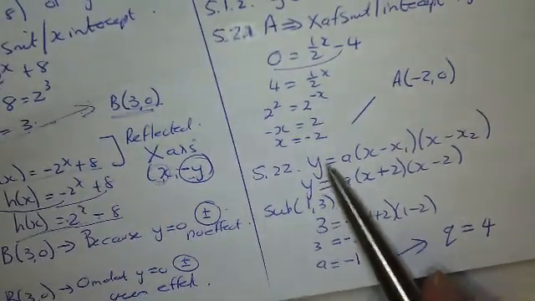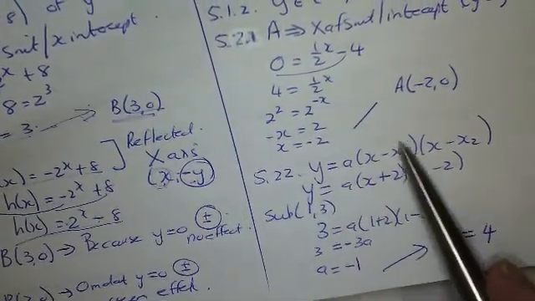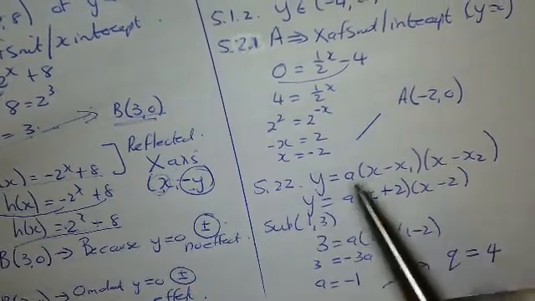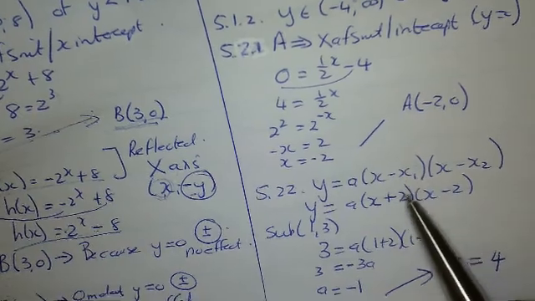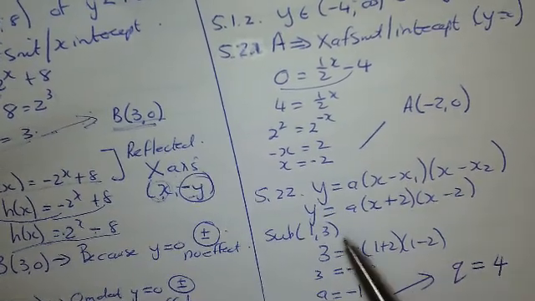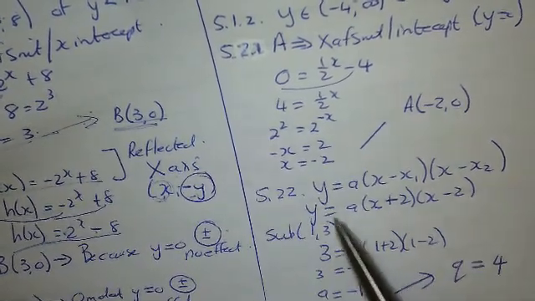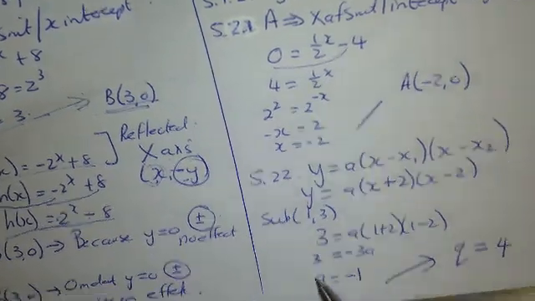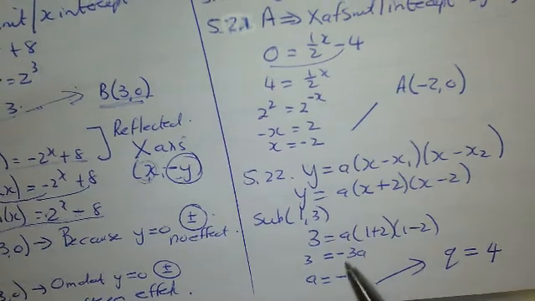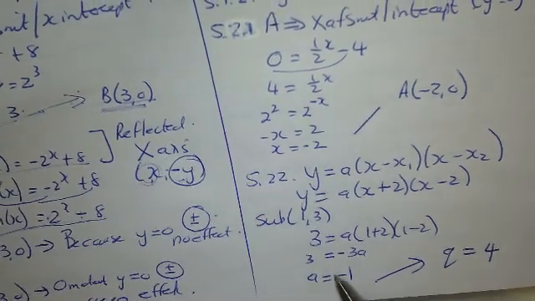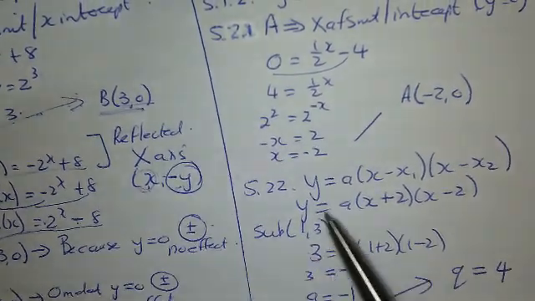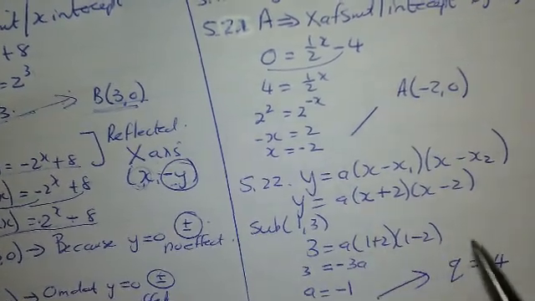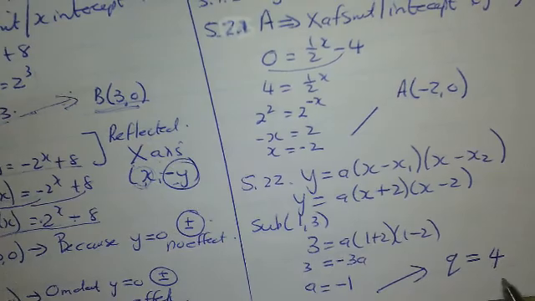I will say y equals a, x minus the one intercept, x minus the second intercept. That's now the parabola. Substitute my x-intercepts, and then I substitute a point, the 1 and 3, into the place of x and y. And that enables me to get the value of a. Take now the a value and substitute it into the second row there. And that gives you then that q is equal to 4.